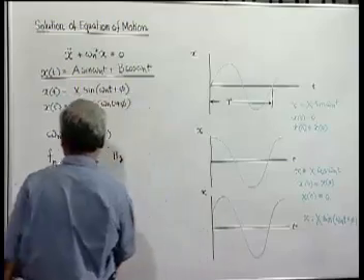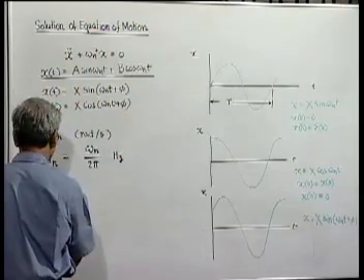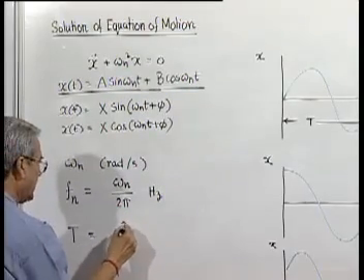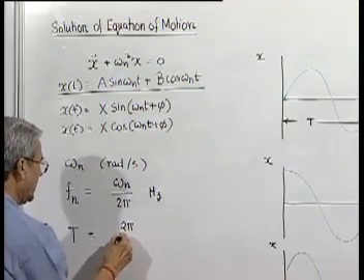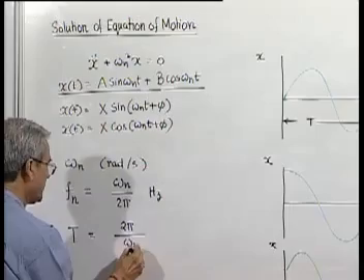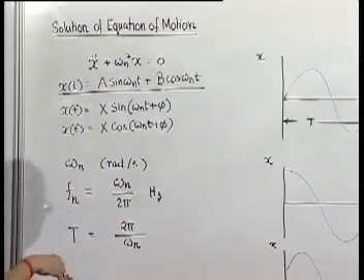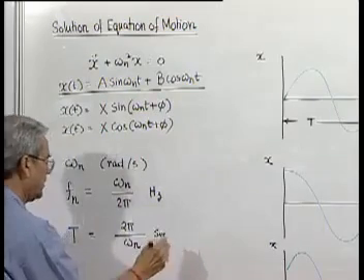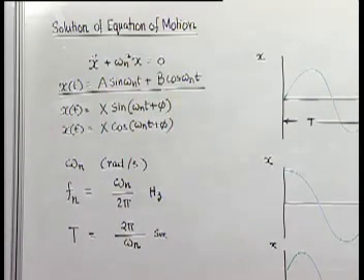The time period will then obviously be, if 2 pi is the angle to cover one cycle and omega n is the speed at which it is covering the angle, so obviously this will be the time period. So, these are the quantities.